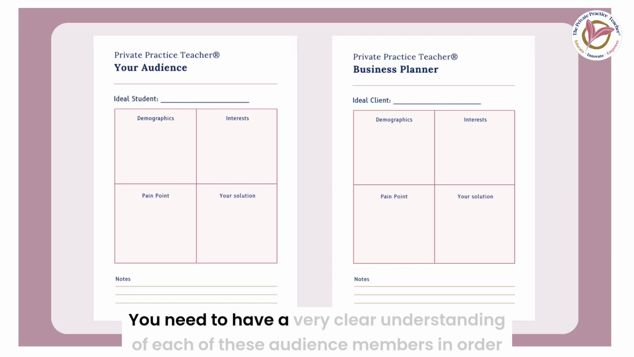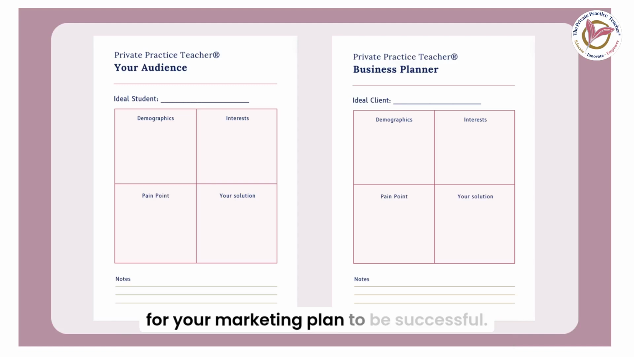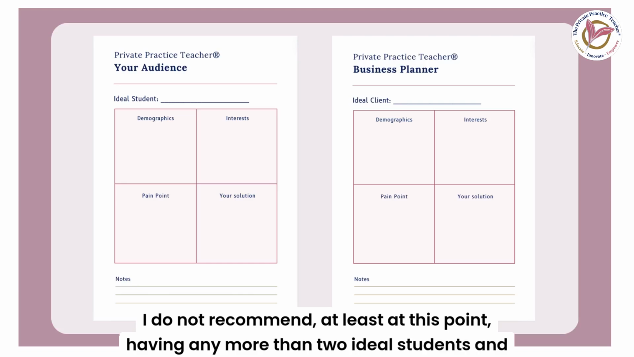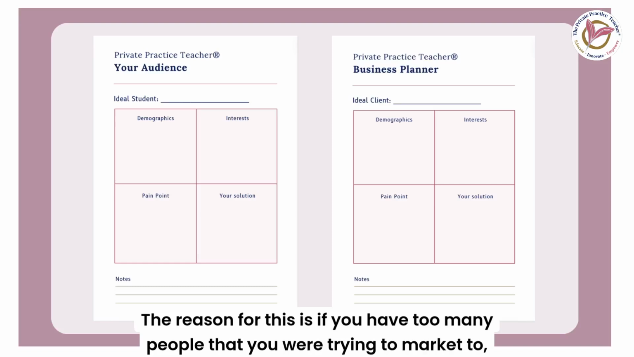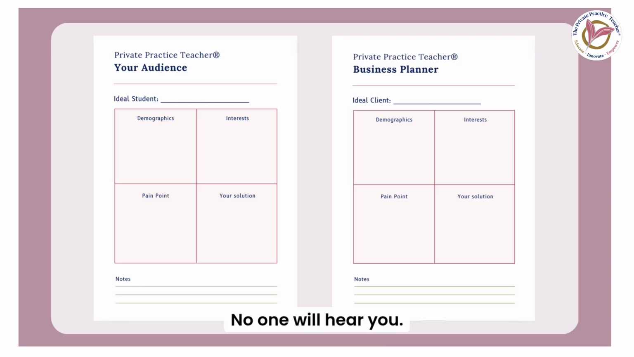You need to have a very clear understanding of each of these audience members in order for your marketing plan to be successful. I do not recommend, at least at this point, having any more than 2 ideal students and 2 ideal clients. The reason for this is if you have too many people that you are trying to market to, your message becomes diluted and it won't land with anyone. No one will hear you. It won't resonate. It won't be relatable.